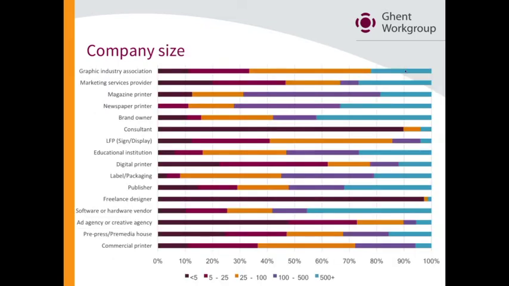Another way to look at this is to look at these companies who responded. What kind of company size are we talking about then? And this slide shows you what you probably would expect. If you look at the very bottom, it says commercial printer, and most of the people in that type of company are between 25 and 100 people. And that's about what you would expect from commercial printers.